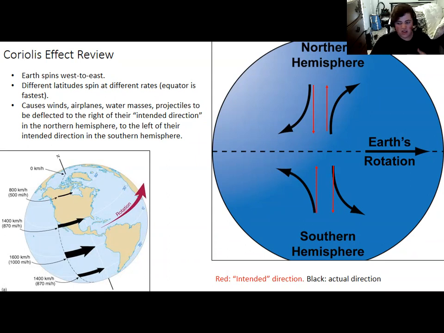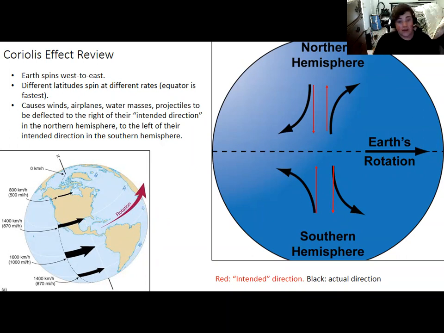But the airplane or the air mass will, as a result of inertia, act as if it's still spinning at the rate of whatever latitude it started at. So if an airplane pilot, for example, doesn't correct for the Coriolis effect, then they will be deflected relative to their original direction. Now, if you are in the northern hemisphere, this deflection is always going to happen to the right of whatever their intended direction was. And it is very important to not confuse left and right, which are terms that have to be defined by the viewpoint.